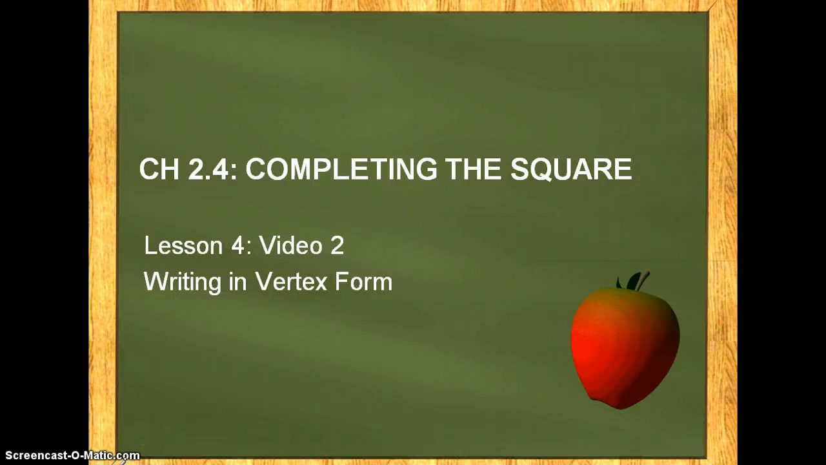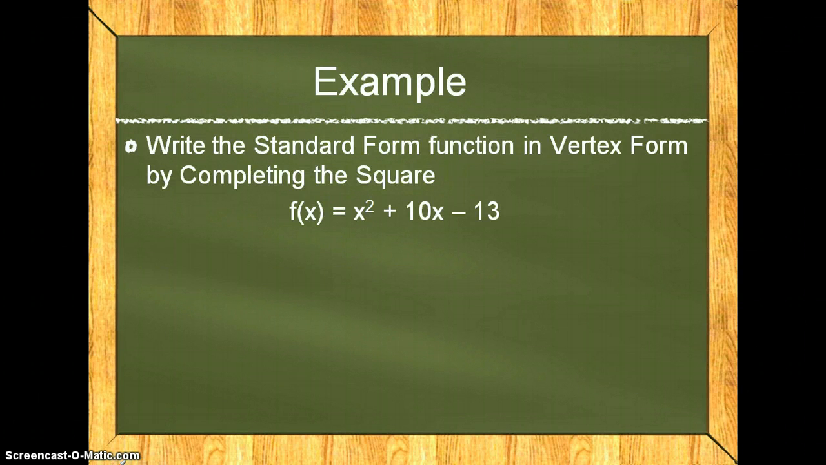This is Chapter 2, Section 4, Completing the Square, Lesson 4, Video 2, Writing in Vertex Form. So the example says, write the standard form function in vertex form by completing the square. f(x) is equal to x squared plus 10x minus 13.